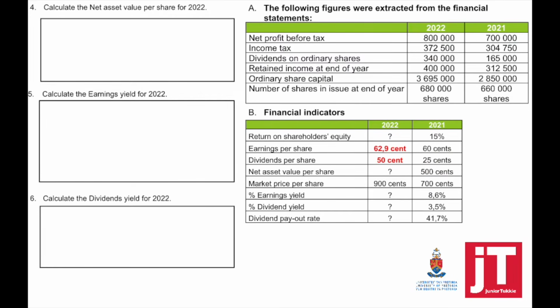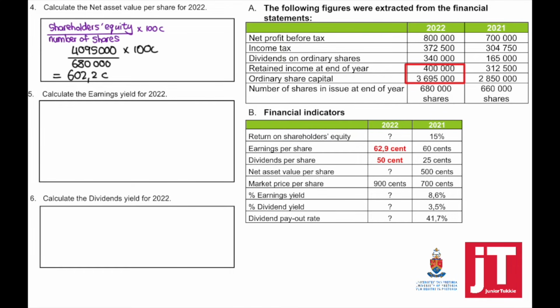To calculate the net asset value, so in other words, what the shares are actually worth, we have to take the ordinary share capital plus the retained income, which equals your shareholders' equity, divided by the number of shares. Again, it is times 100 cents, so that equals 602.2 cents.